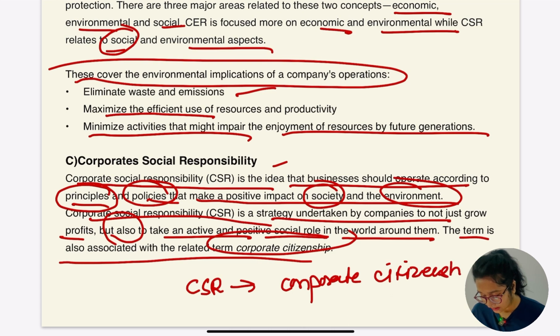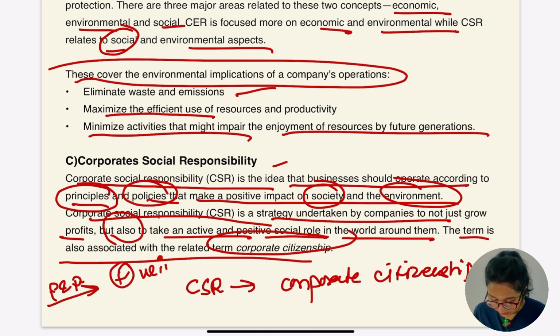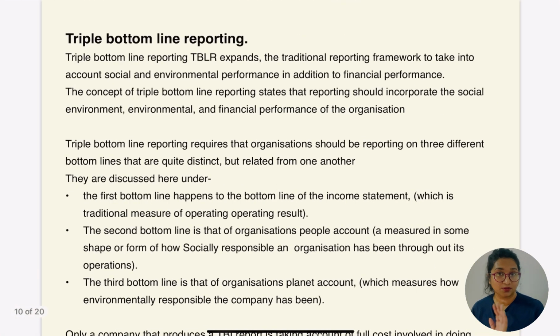So in CSR we have to focus on some principles and policies which are going to give a positive impact, right? Positive impact on what? The society and the environment. Hope this point was clear to you. Let's go for one more term which you might be familiar with: triple bottom line reporting. This is somehow related to the sustainability report, so you have to identify the difference between these two. Let's go for it now.